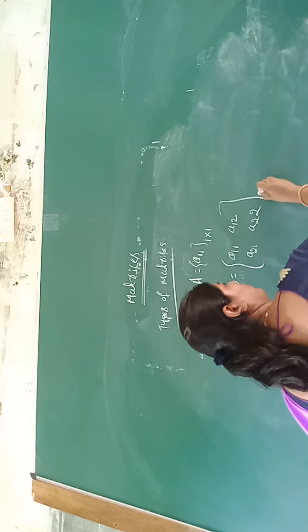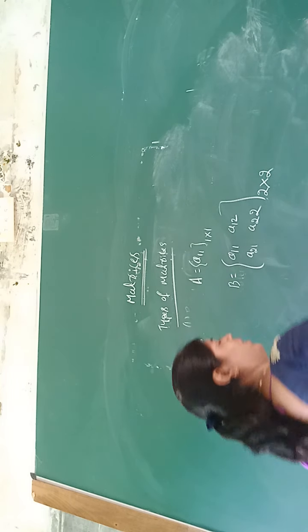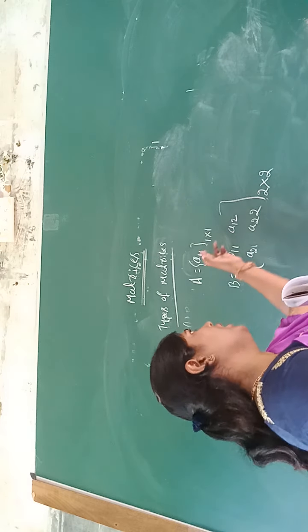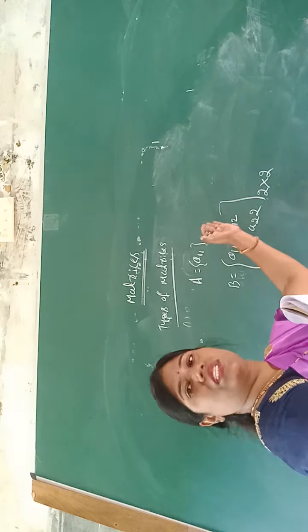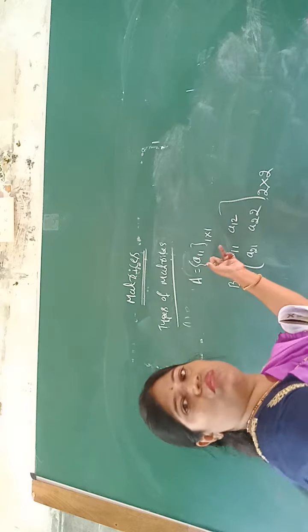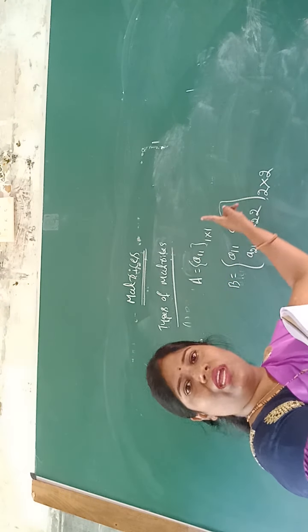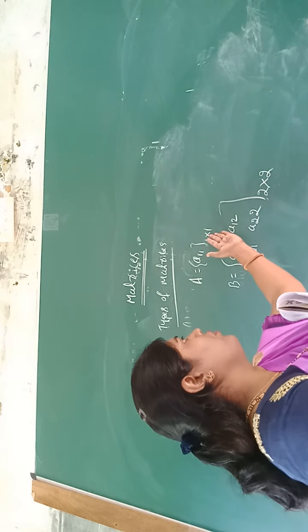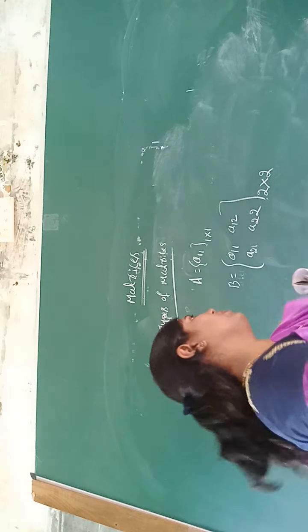So 2 cross 2. Okay. So here the number of rows is equal to the number of columns. Here also the number of rows is equal to the number of columns. This example we can give because it has only one element. It is also a matrix. It is forming a rectangular array. The number of rows is equal to the number of columns.